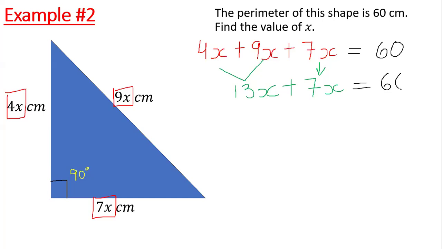You got 60 from 60 centimeters, right? Yes, that's where I got 60 from. That's the perimeter. So we have 13x plus 7x. It's gonna give me what?